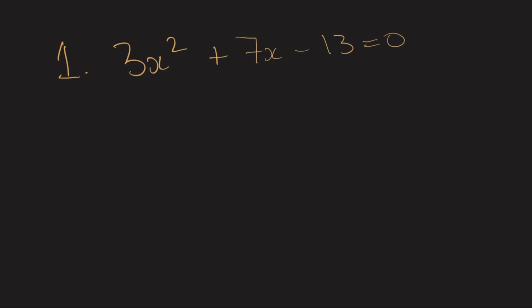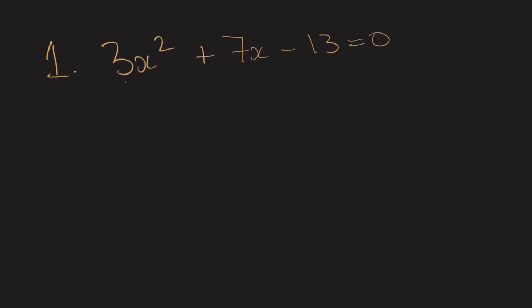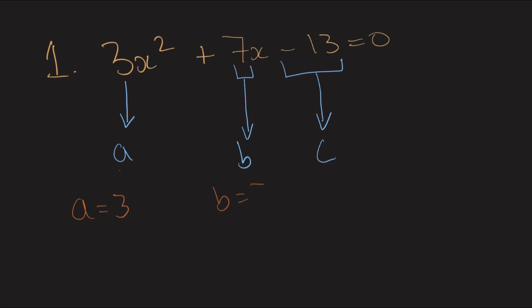As we can see, this is a quadratic equation: 3x squared plus 7x minus 13 equals 0. The first thing we want to identify with the quadratic formula is what a, b, and c are. Whatever is in front of the x squared will always be a, whatever is in front of the x will always be b, and whatever the last number is will be c. The minus is with the 13. So in this case, a equals 3, b equals 7, and c equals minus 13.